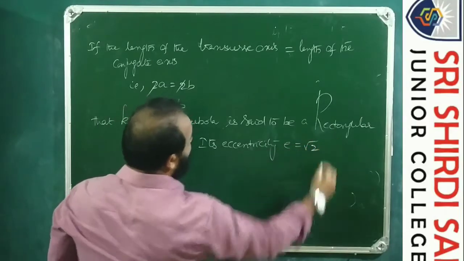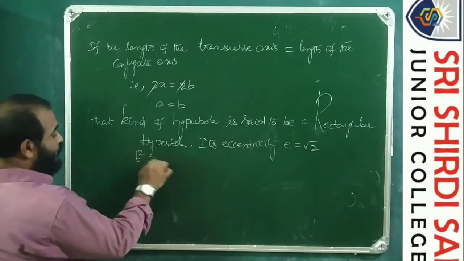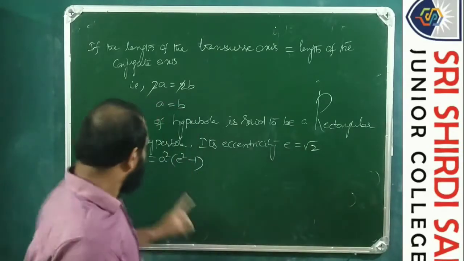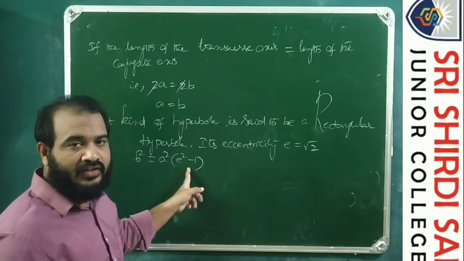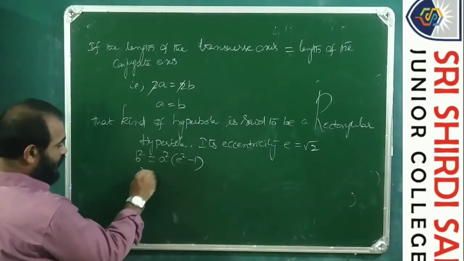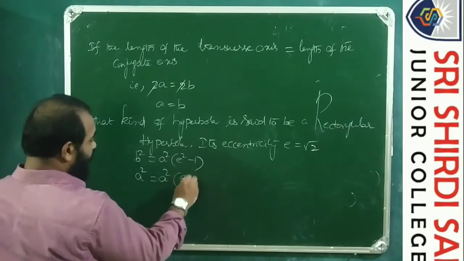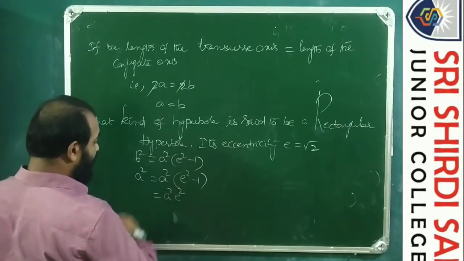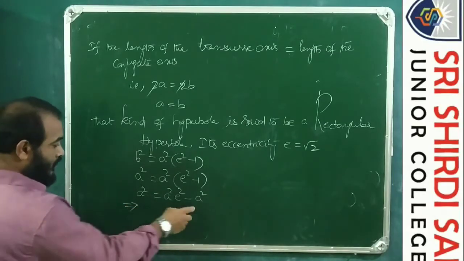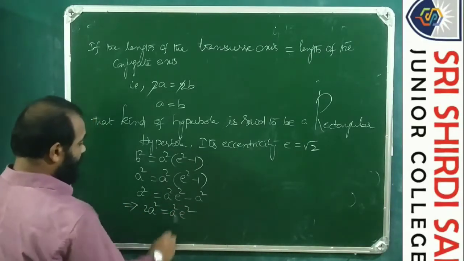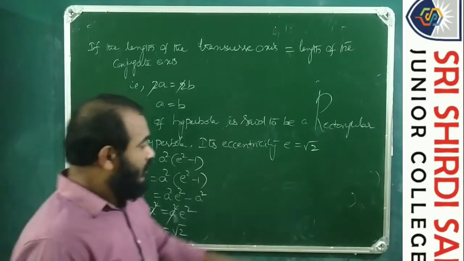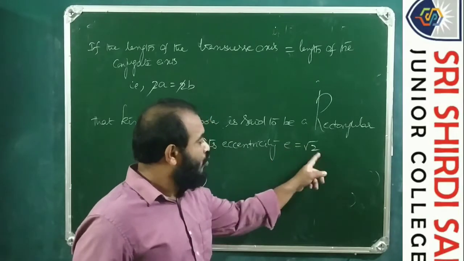e is equal to root 2, because b square is equal to a square into e square minus 1. For the hyperbola x square by a square minus y square by b square equals 1, the relation among a, b and e is this. So if a is equal to b, then b square also becomes a square. So a square is equal to a square into e square minus 1. So this is a square e square minus a square is equal to a square. So 2a square is equal to a square e square. a square gets cancelled. e square equals 2. e is equal to root 2. Therefore, the eccentricity of the rectangular hyperbola is root 2.